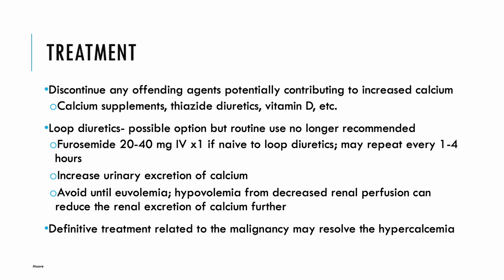is loop diuretics, and as mentioned, the use of this really is no longer recommended, but they are still listed as possible options. And really, if you use this, it would probably be furosemide. This could increase urinary excretion of calcium, but if we did do this, it would especially need to be avoided until euvolemia, as any hypovolemia from decreased renal perfusion would reduce the renal excretion of calcium further. Another thing to note is that treatment of the malignancy itself can also help resolve the hypercalcemia.